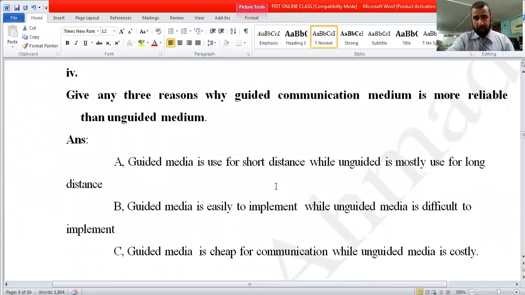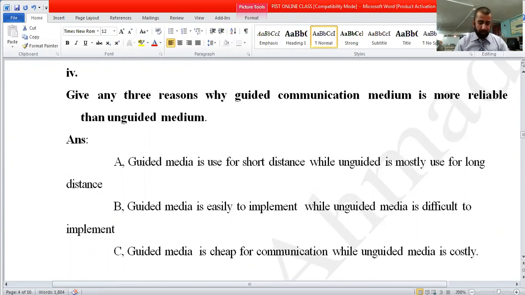Now today I am delivering the lecture of chapter 4, short question 4. Give any three reasons why guided communication medium is more reliable than unguided medium. Here, two things are going to be discussed. First is called guided media and another one is called unguided media.